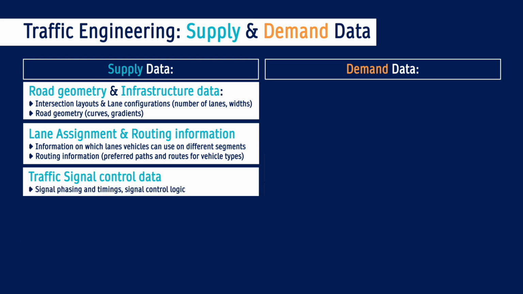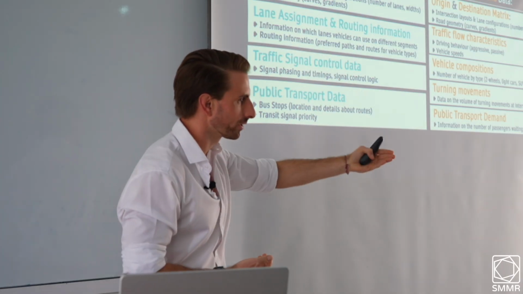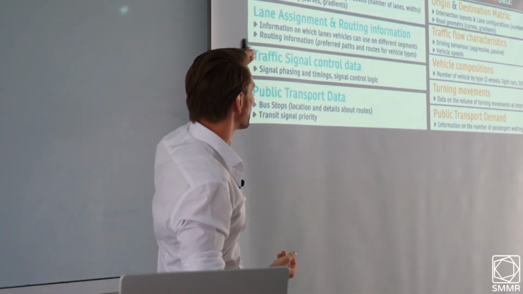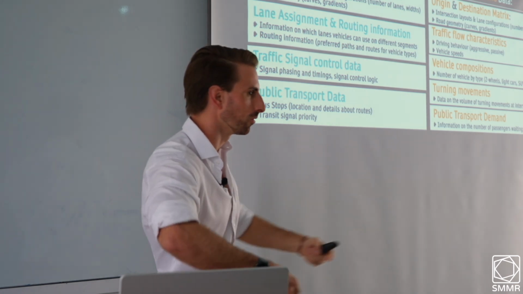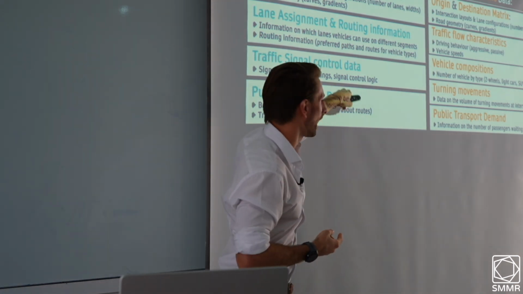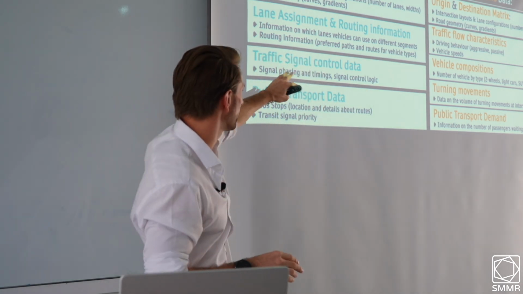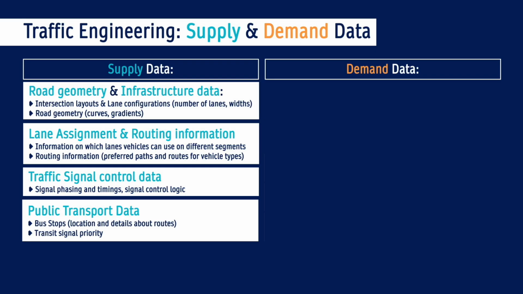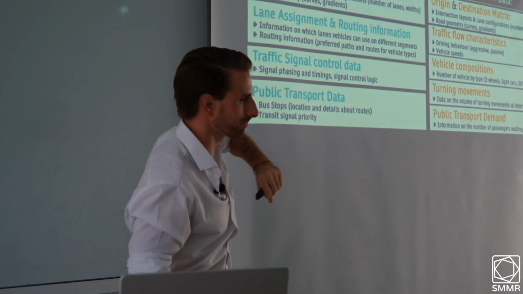You want to know what the traffic signal phases are, how many seconds are green, how many seconds are red, and that changes throughout the day. So you want to know the signal phasing timings and also how they work. There's different types of traffic lights, which we won't go into today. And you might also want public transport data. So that's really your supply data.